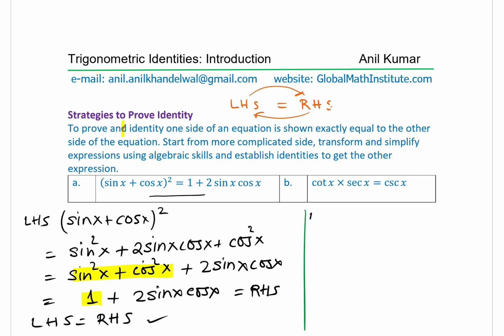So let's begin again with the left hand side, which is cot x times, let's use a dot here, secant x. Now cot x could be written as what? We should write them in sine and cosine. Cot x is cos x over sin x. That is the reciprocal identity for tan. And the secant x can be written as 1 over cos x, right?